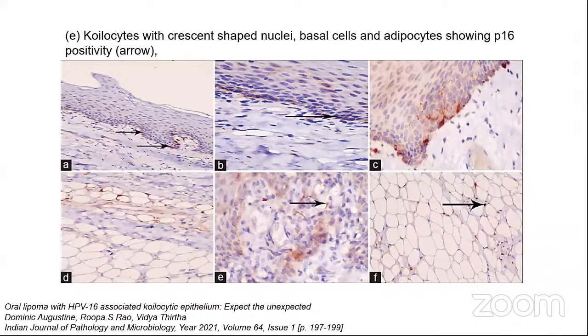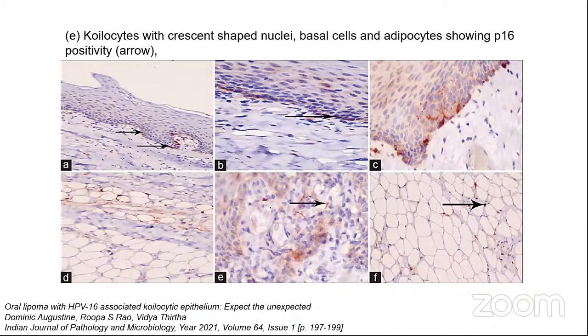Now, this is a case that was reported, and it is unusual because it was reported in an oral lipoma. Now, that's not one of the usual places that you would expect to see a koilocyte, but as the author said, expect the unexpected.